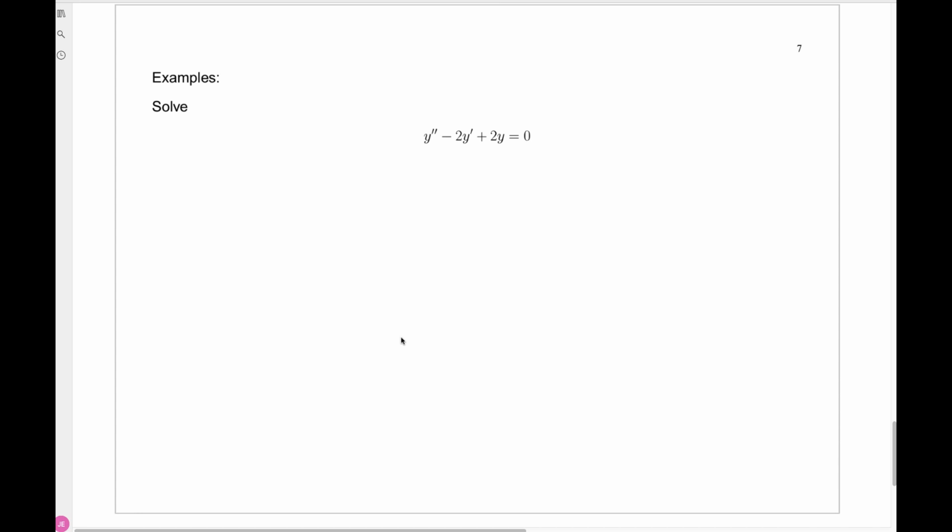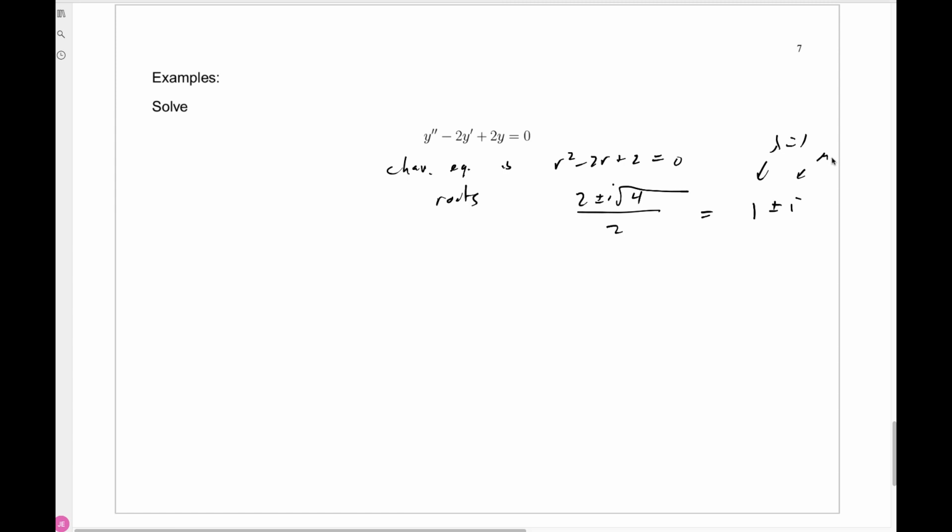Finally, let's look at a very similar differential equation. The only difference between this and the previous one is we have a minus here, so the characteristic equation is r squared minus 2r plus 2 equals 0. The roots are minus b, which is now 2, plus or minus the square root of, again, b squared minus 4ac is negative 4, so we'll have i times square root of 4 all over 2, and that's just equal to 1 plus or minus i. So here our lambda is 1, and our mu is 1.